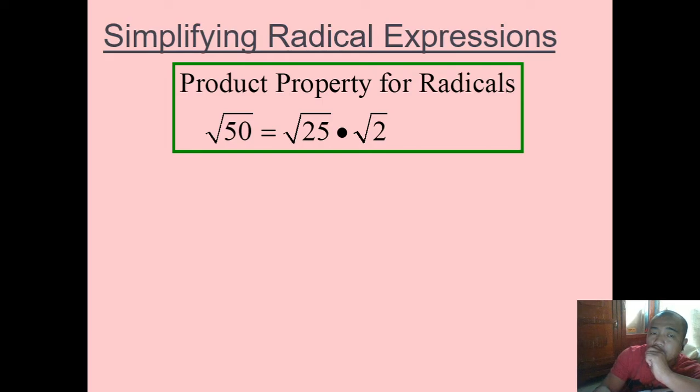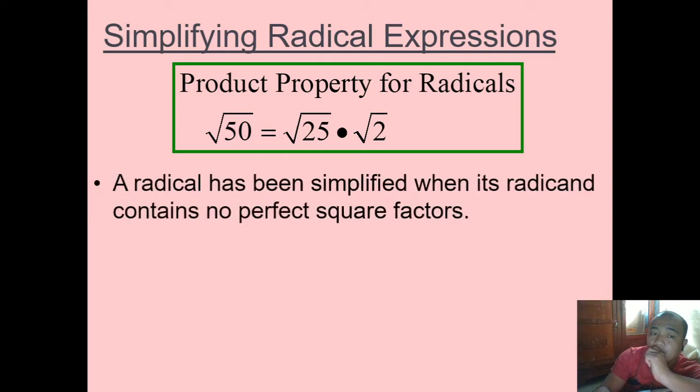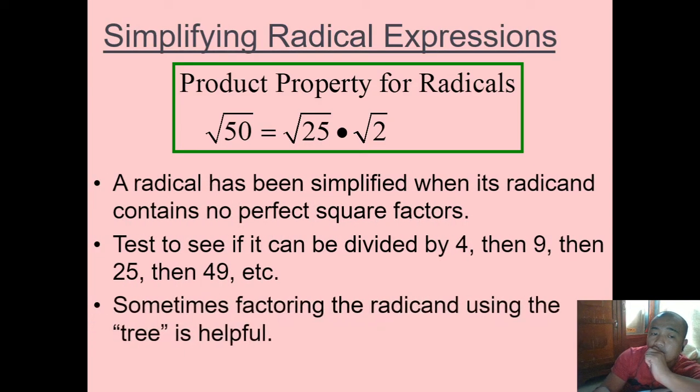So by product property for radicals, if we have square root of 50, we're going to factor 50 such that one of its factors is a perfect square if necessary. So square root of 50 is equal to square root of 25 times square root of 2. And what is square root of 25? This is 5 times 2, right? So 5 square root of 2. Square root of 25, 5. So square root of 50 can be written as 5 square root of 2.